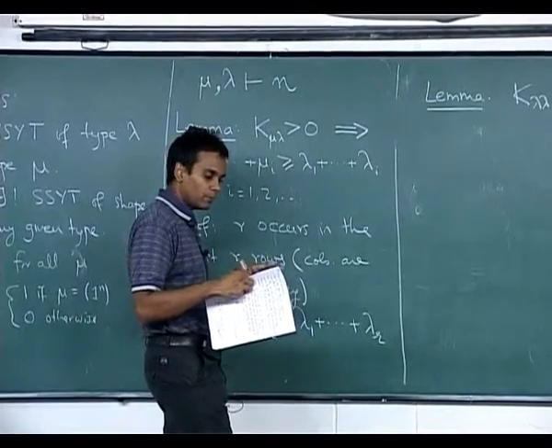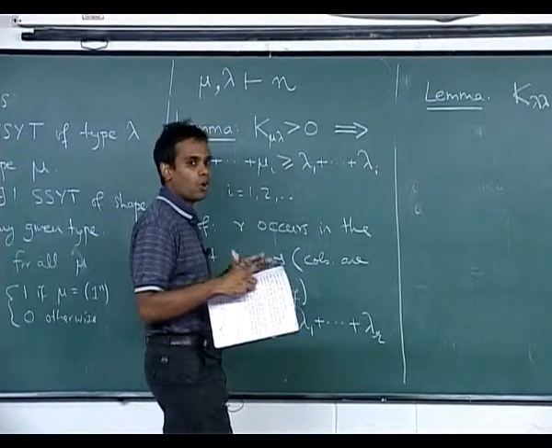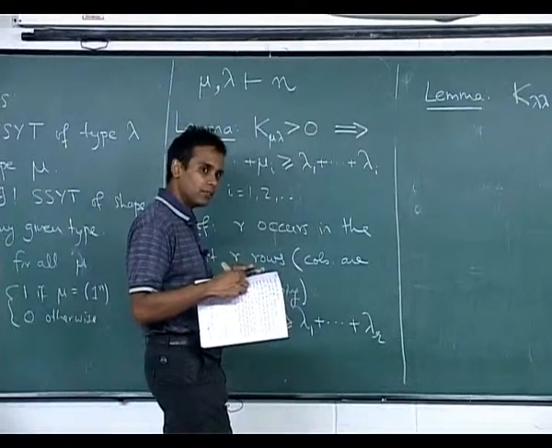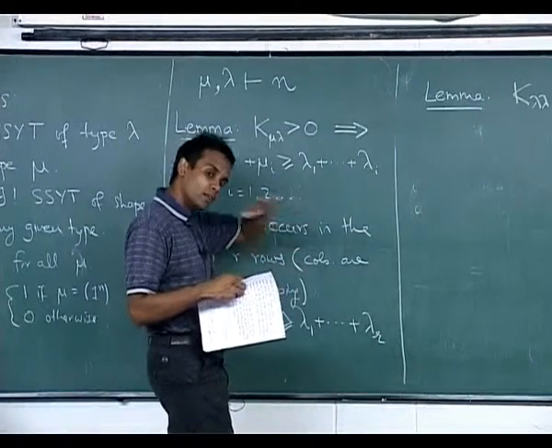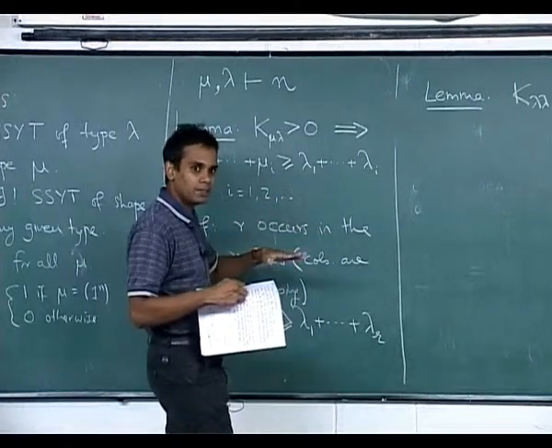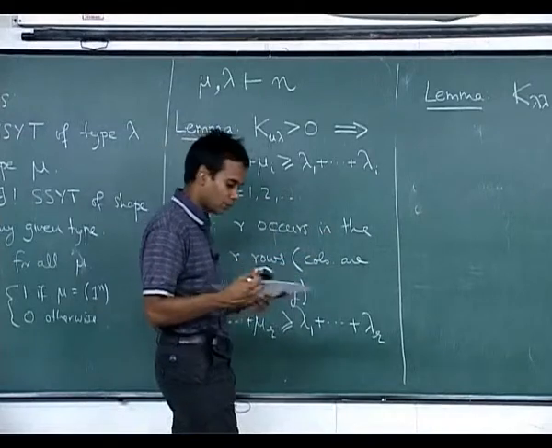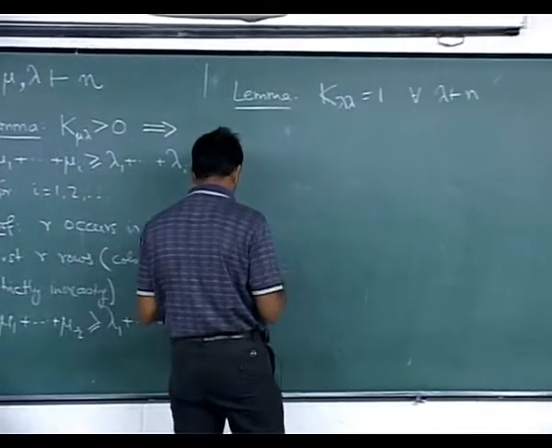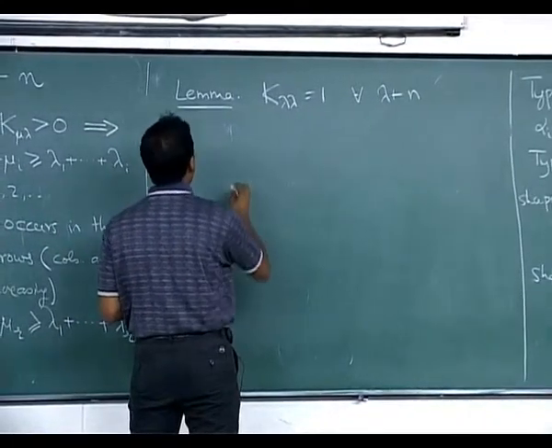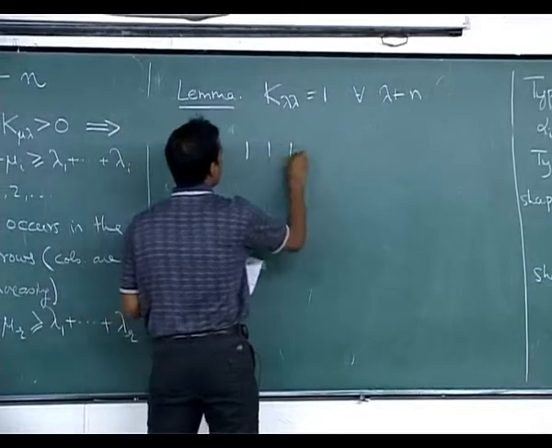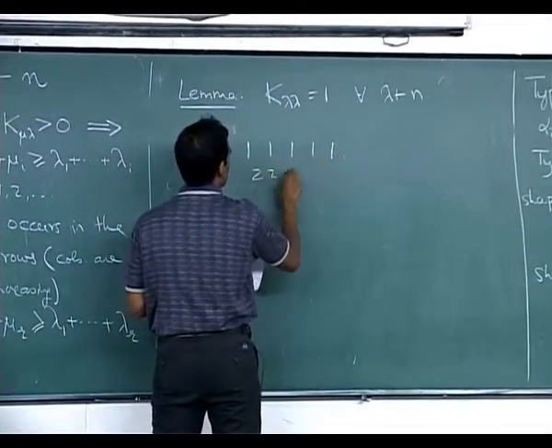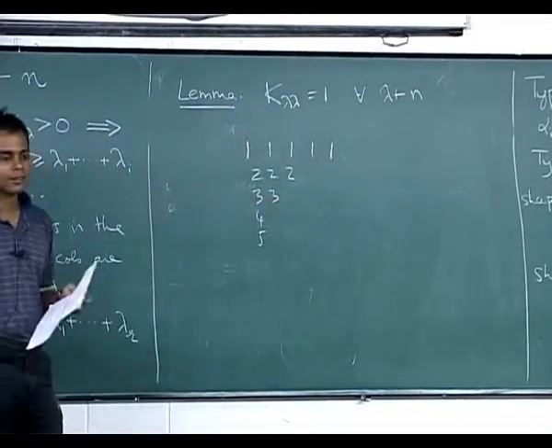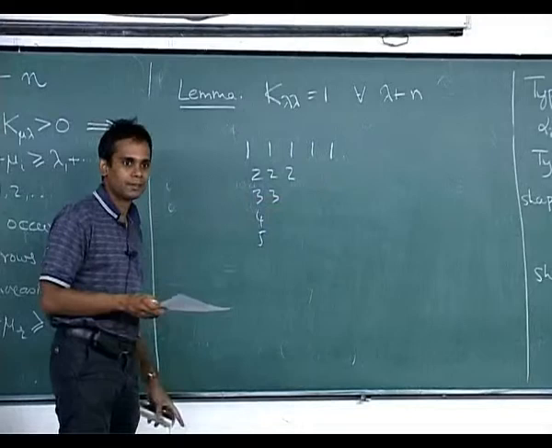So, in particular, no number other than 1 occurs in the first row. So all the entries in the first row are 1. Now, no numbers other than 1 and 2 occur in the first two rows, but we already know that all the 1s are in the first row. So all the 2s must be in the second row. Similarly, all the 3s must be in the third row. So the only such semi-standard Young tableau is of the form 1 1 1 1, and so on. Things like this. So this has the same shape and type. That is the only one.